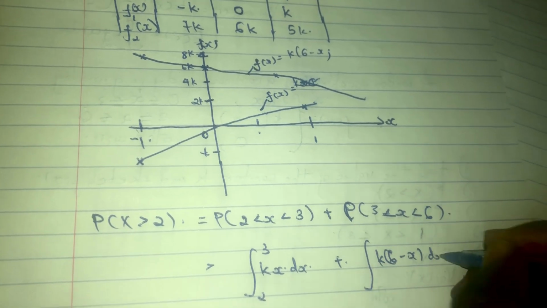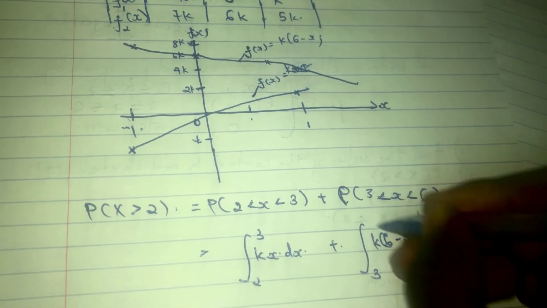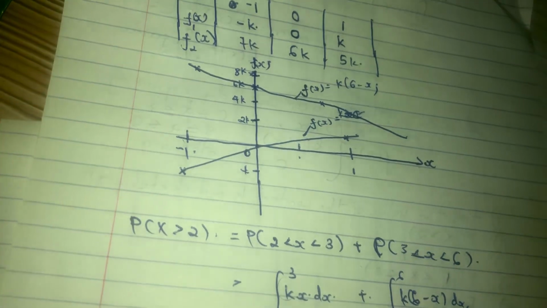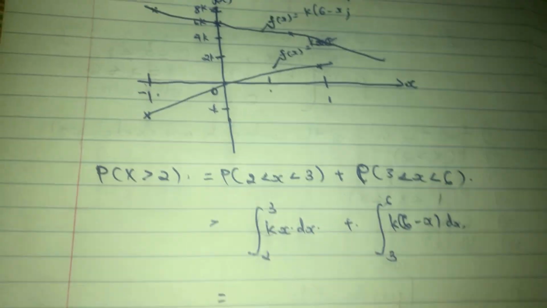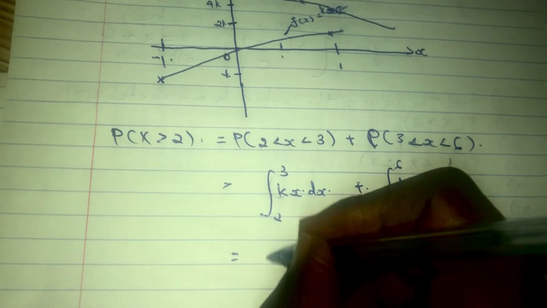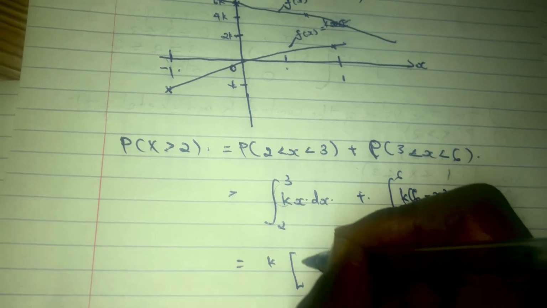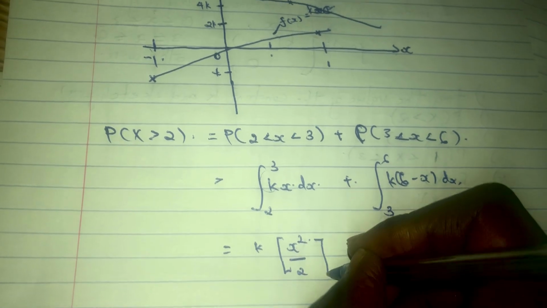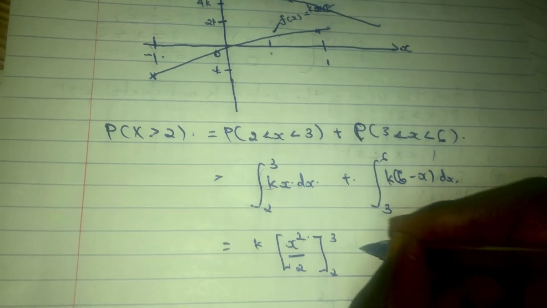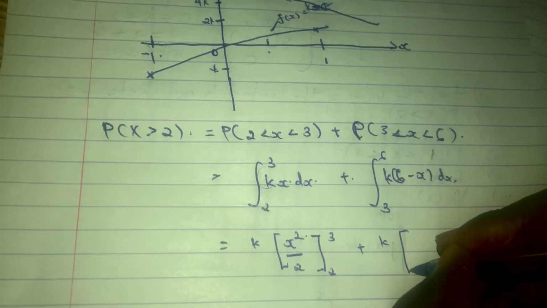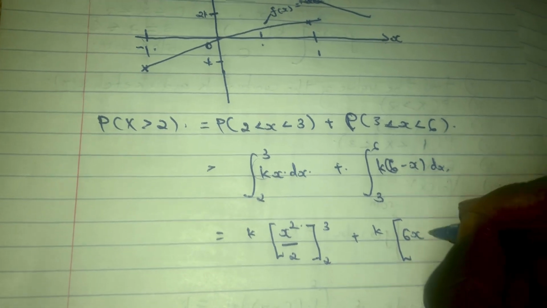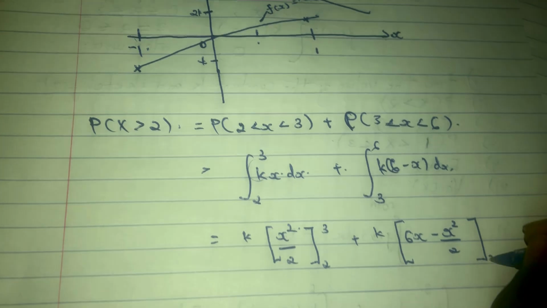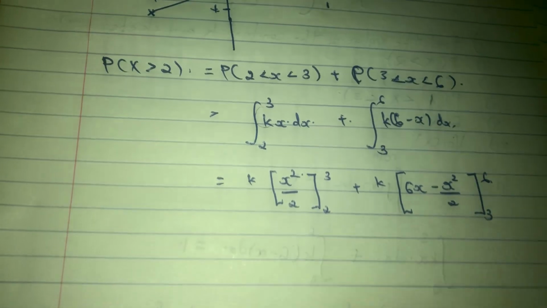Now here we are integrating from 3 to 6. Are we together? Remember our k is 1 over 5. We even know it, but we shall put it afterwards. So this will remain k into, when you integrate this, this is x squared over 2 from 2 to 3, plus k into, this is 6x minus x squared over 2, from 3 to 6.